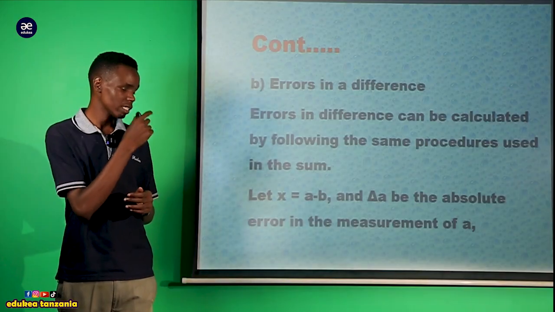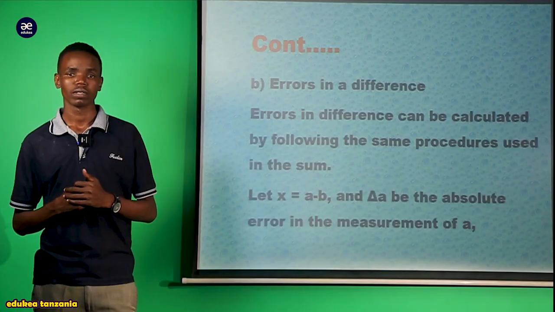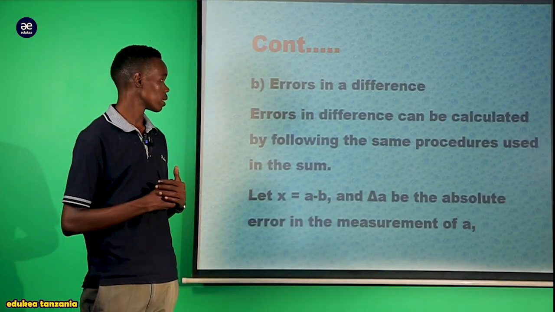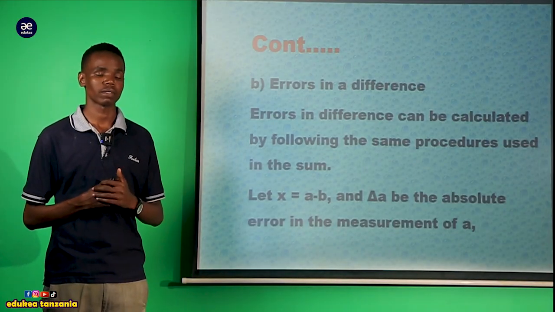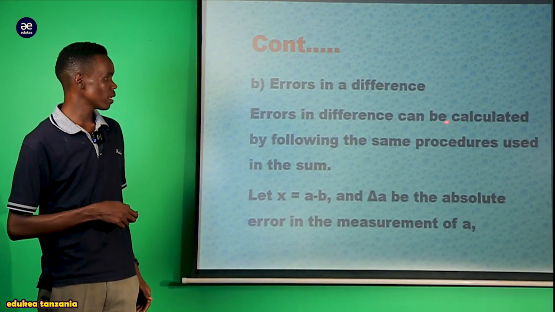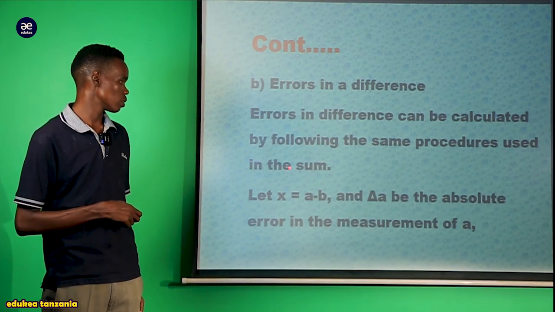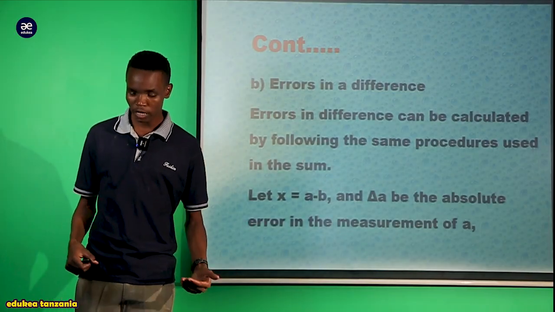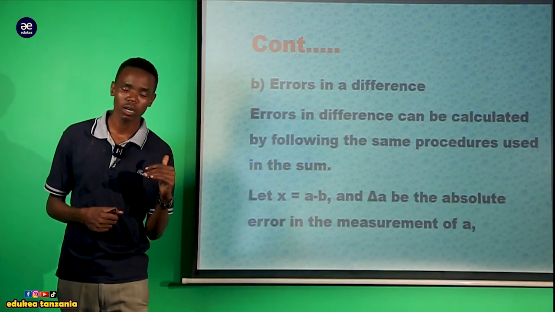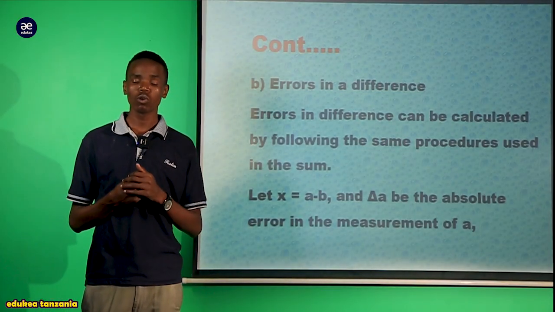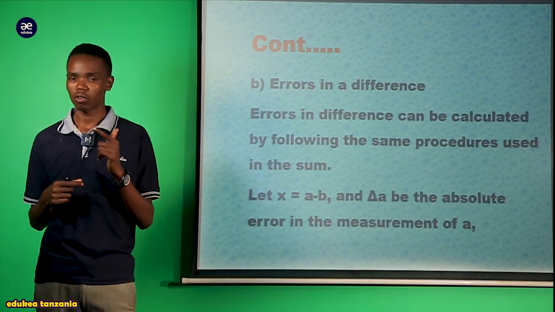So after that, let us go and see the error in a difference. As I told you, this is the propagation of errors. So the error in a difference can be calculated by following the same procedure we used for the sum. Even here, the difference means subtraction. We'll use a similar method to the one we applied on the sum, to find the error of the difference.